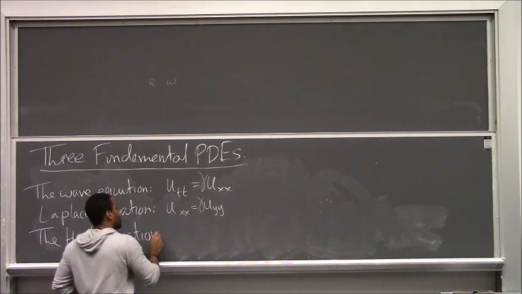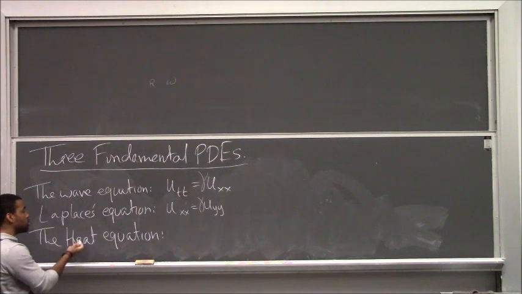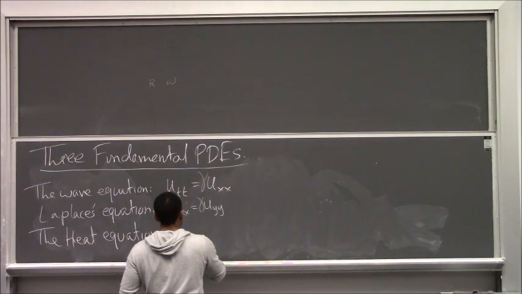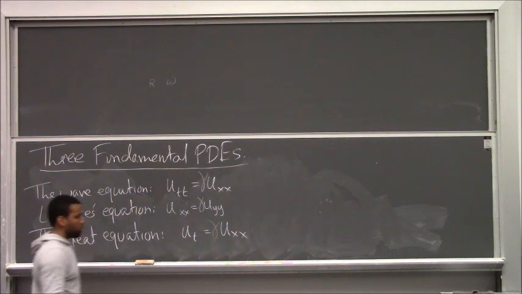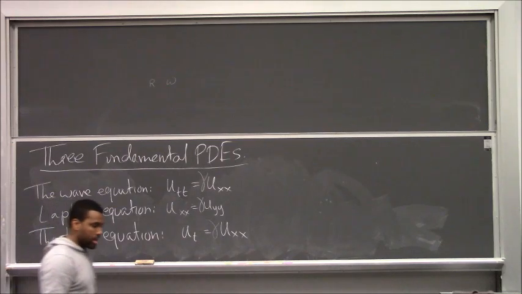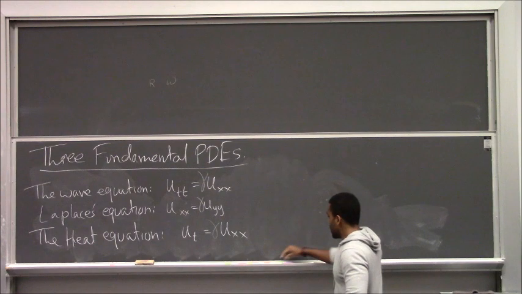This describes how things diffuse over time. Most commonly, it's spoken about as how heat diffuses through an object over time. This one looks like u_t equals u_xx, and you might have a constant in front, which we'll talk about. The person who was studying this was actually Fourier. He was studying heat conduction, and he came up with the heat equation.